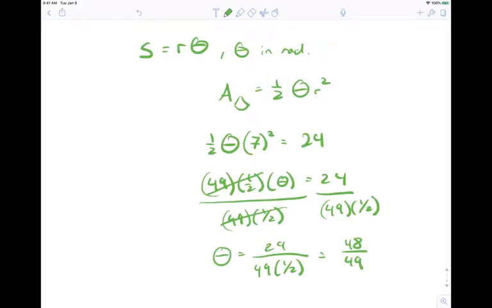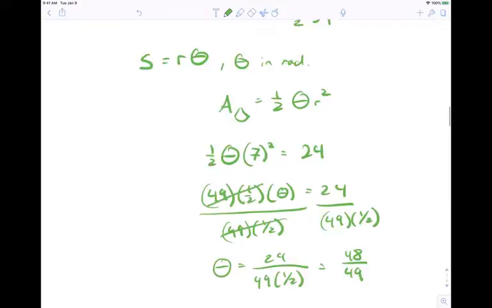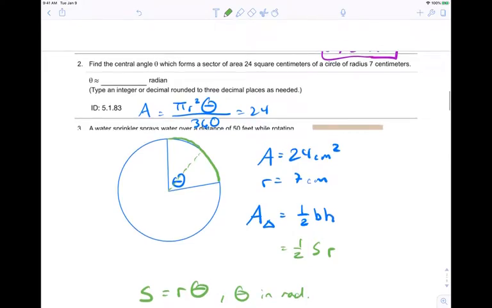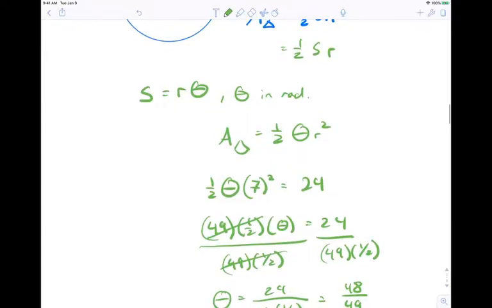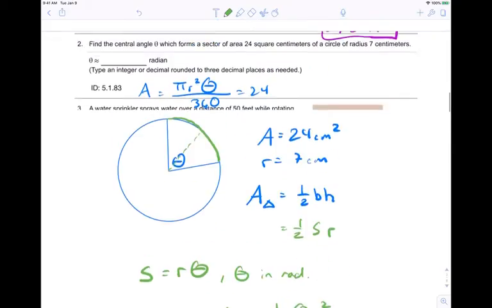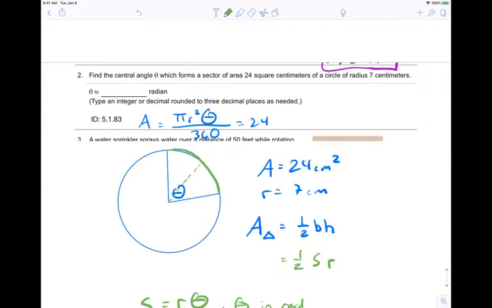We're going to do decimals because it says type an integer or decimal, round it to 3 decimal places. Let's see. Hey Siri, what's 48 divided by 49? 48 divided by 49 is about 0.9795. It says 3 decimal places. So what is this to 3 decimal places? 0.980 radians. Okay.